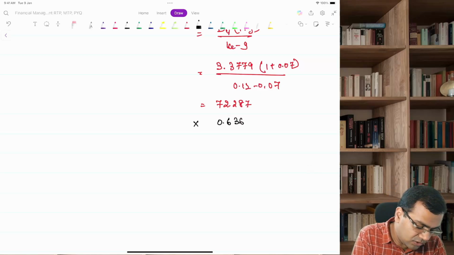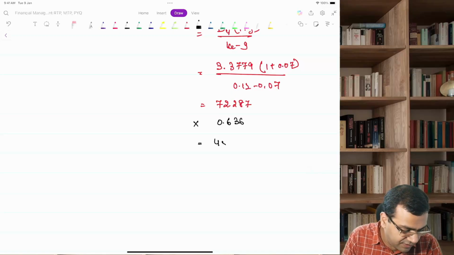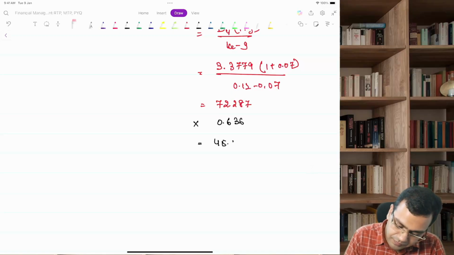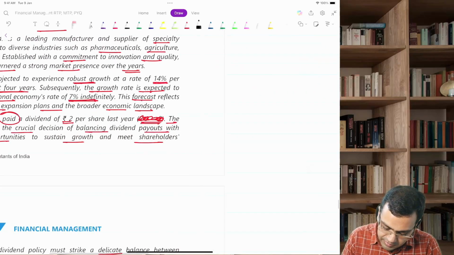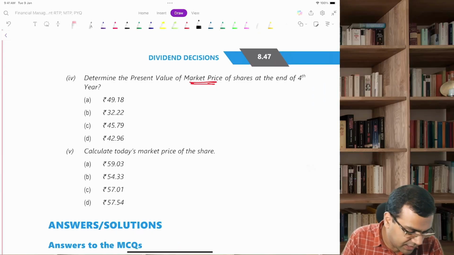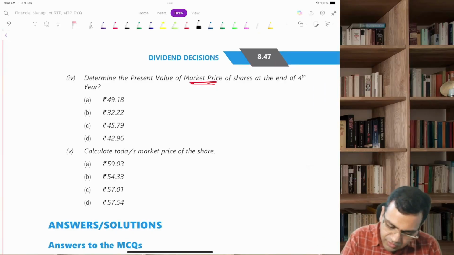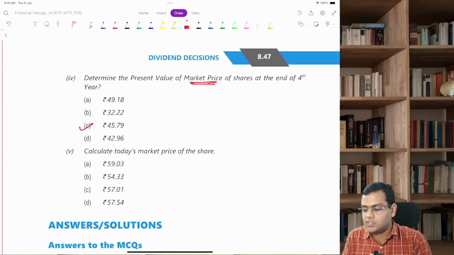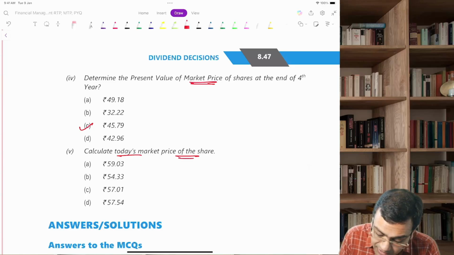72.287 multiplied by 0.636, that comes to approximately 45 point. So that comes to how much? That comes to 45.975. Let's see what is the answer that we have. That comes to 45.79, 45.79 or 97. Fine, sir. Due to decimals only there is a difference. Right?